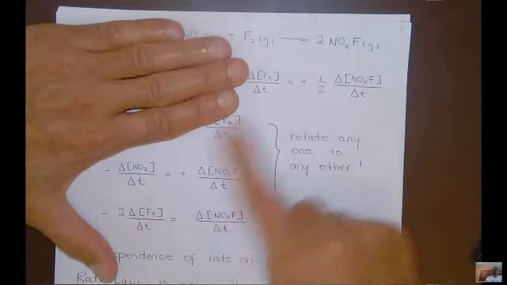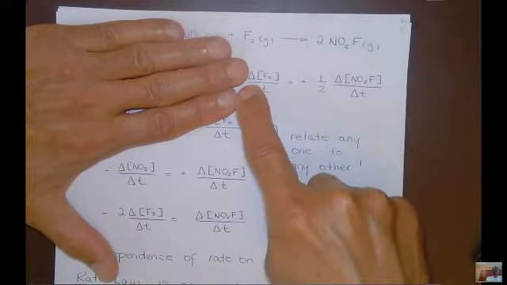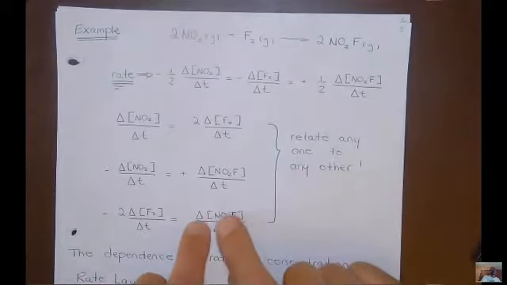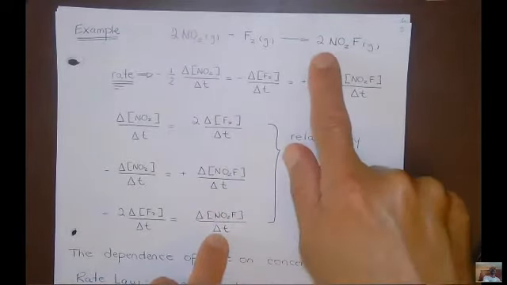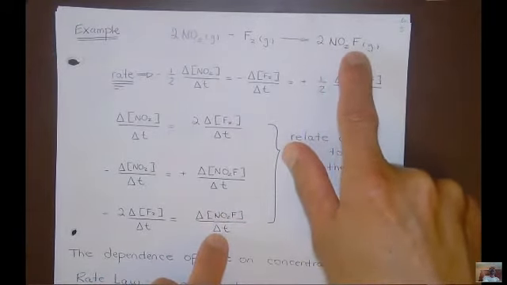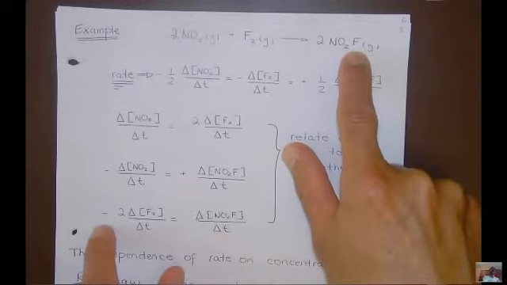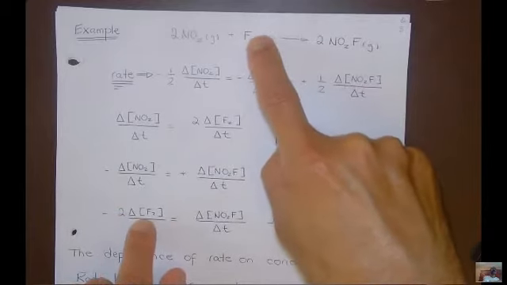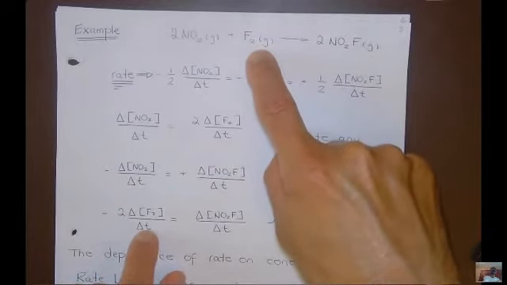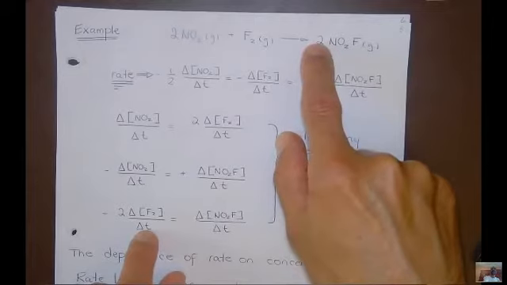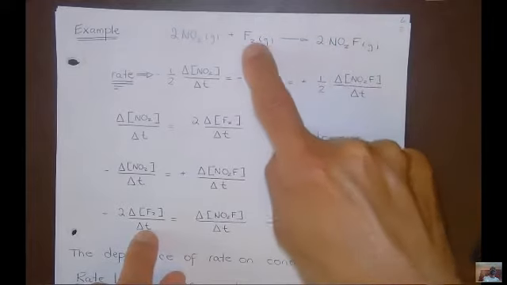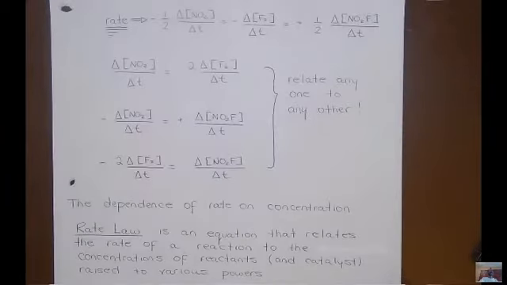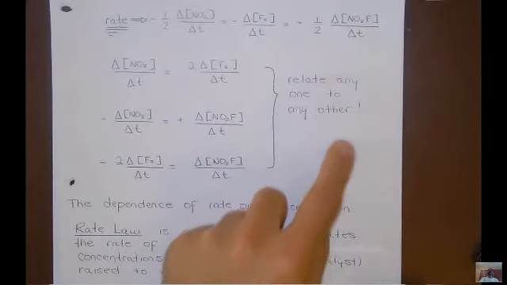Why does this guy get a 2 in front of it? Because I just brought the 2 over to the other side. Okay, let's see if it makes sense. The rate at which the product NO2F is formed is equal to negative 2 times the rate at which the fluoride disappears. Yes, because this guy has a coefficient of 2. It's going to grow in twice as fast as this one. Good. This is how they relate to one another.